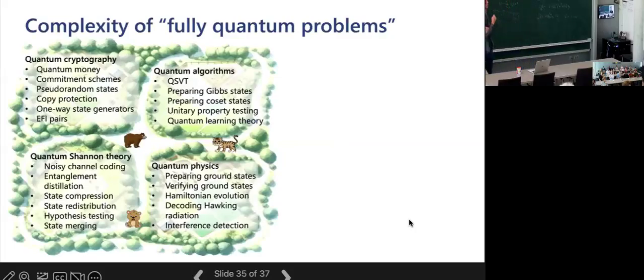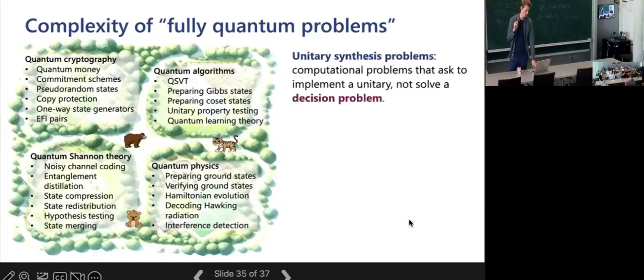But for those who haven't, let me give you the one slide pitch for unitary complexity theory. The idea is basically that we have all of this zoo of quantum problems here that are basically quantum input, quantum output problems. They're not decision problems. And these we call fully quantum problems, or unitary synthesis problems. And they're really about mapping one quantum state to another. So for example, breaking commitments in quantum cryptography is about mapping one state to another. It's not about solving a decision problem.